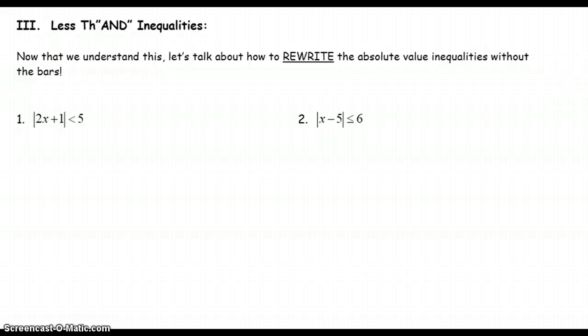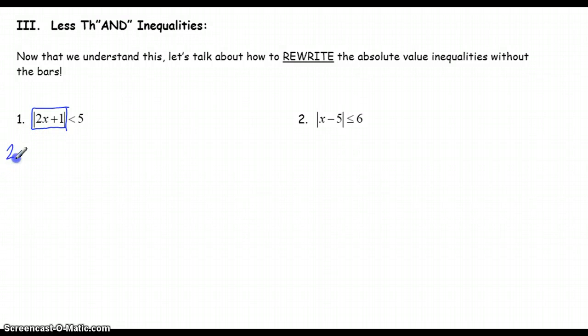Now that we can identify if the graph is an AND graph or an OR graph, let's start by looking at the less than inequalities. Number 1. Let's go ahead and break this into two problems just like we would with an equation. You want to make sure that your absolute value is isolated on one side of the inequality. In this case, it is. So now we can continue to break the problem into two different inequalities.